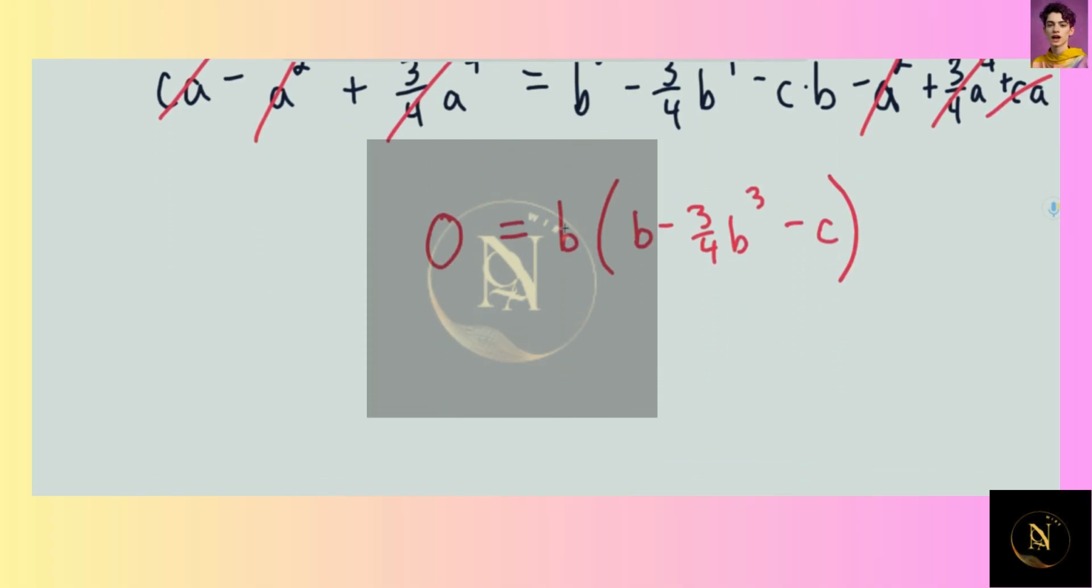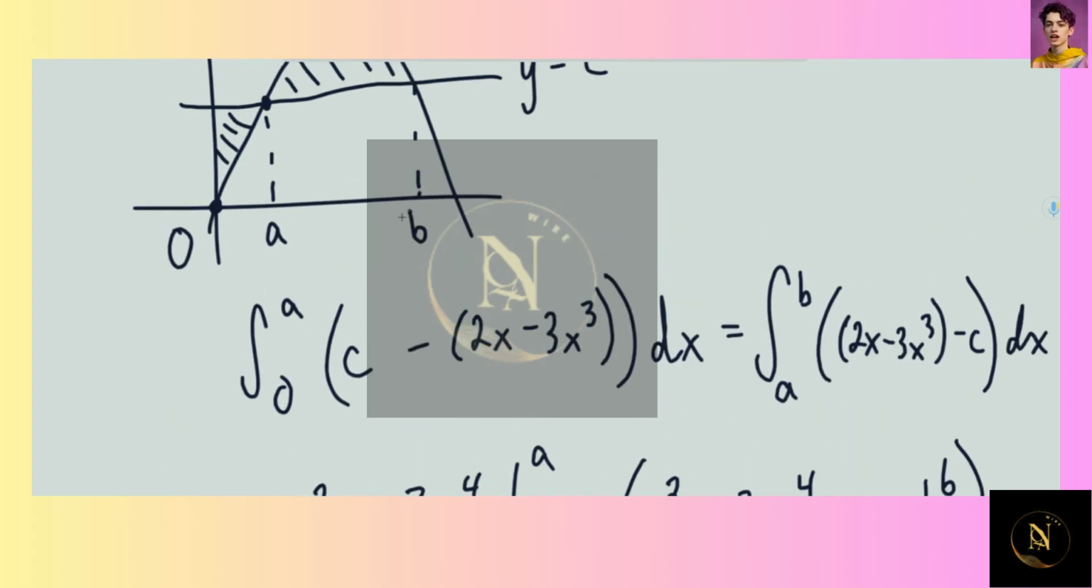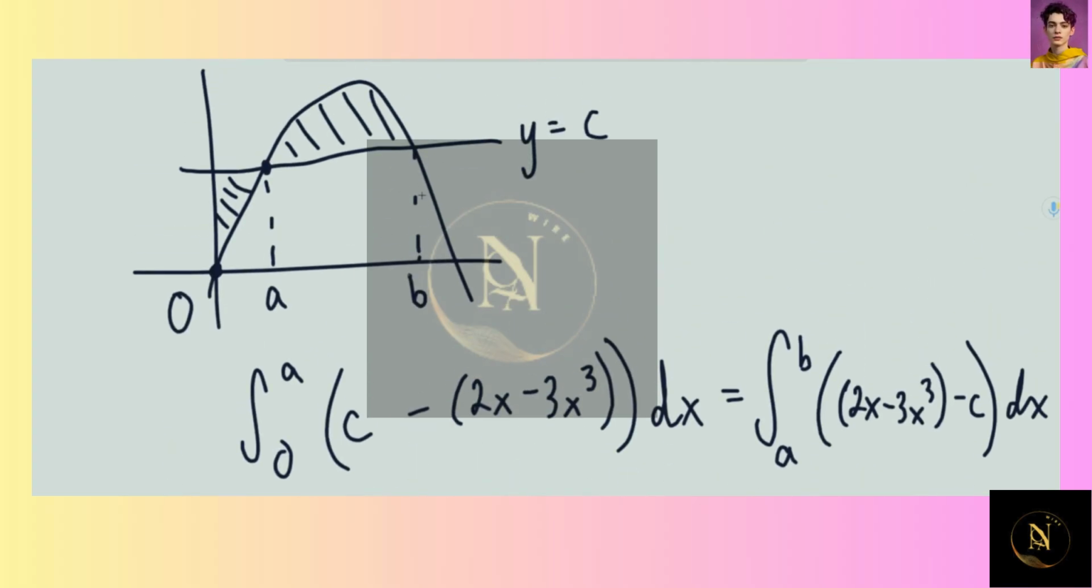There's no way that b could equal 0. That doesn't make any sense. So what I'm looking at is that c must be equal to b minus 3/4 b cubed, which the value of b you can determine by plugging in, let's see, because f of b needs to equal c.